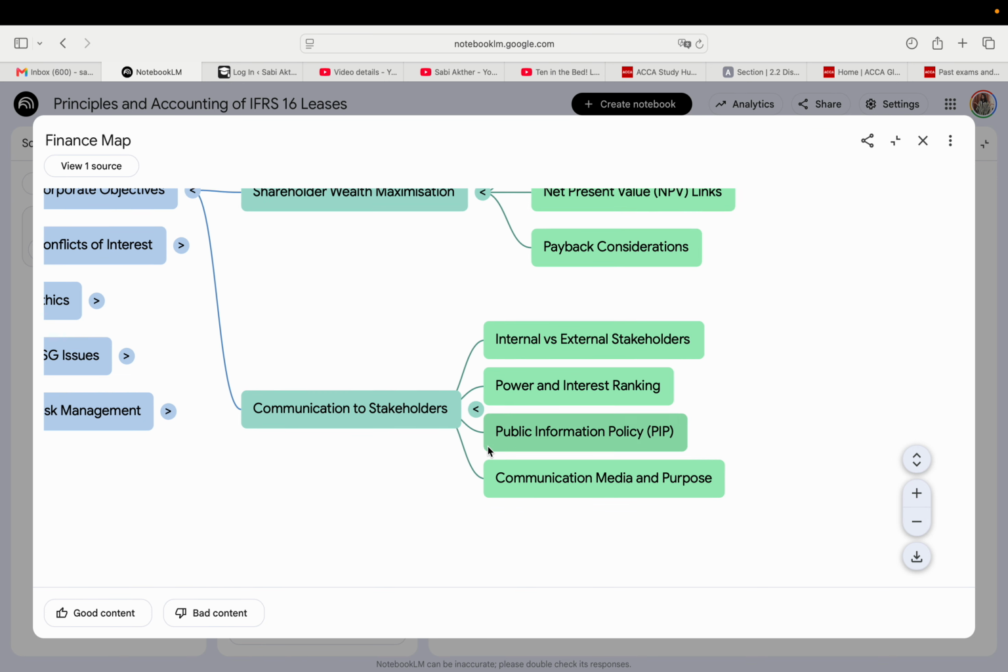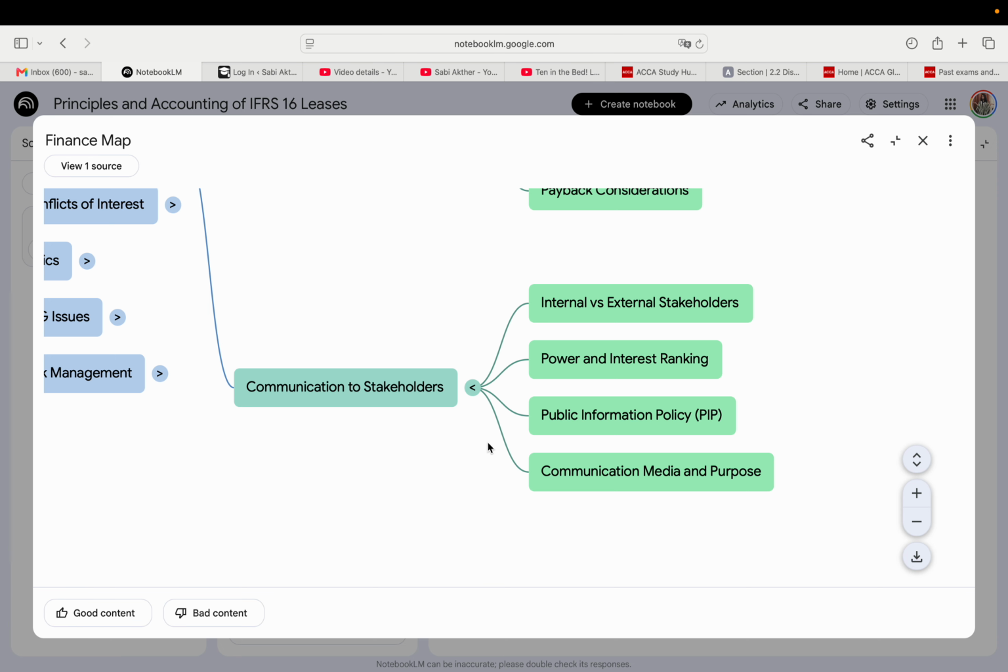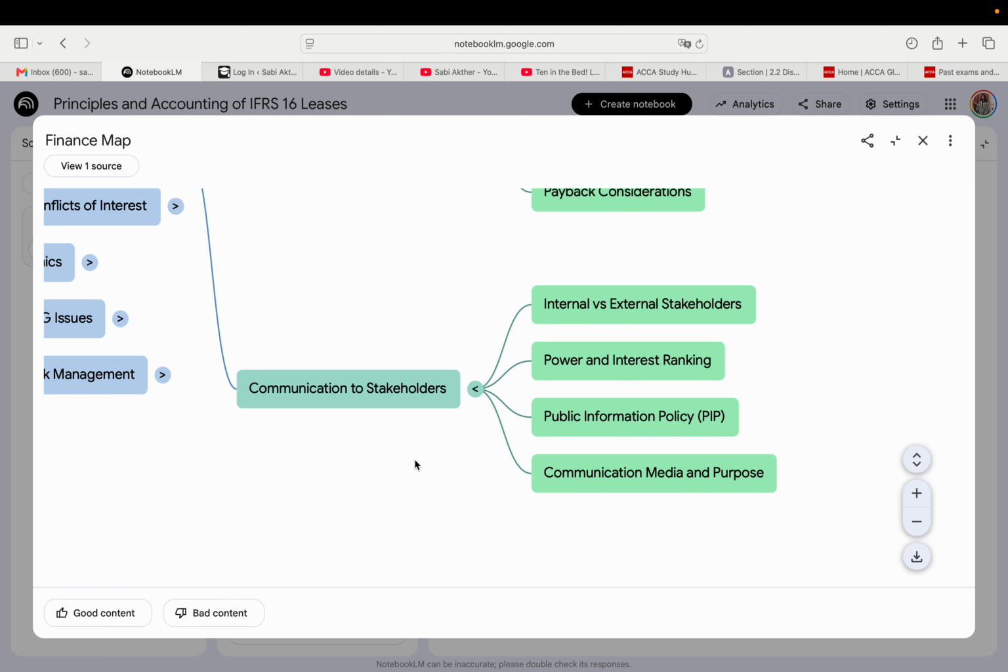Then an important area is how you communicate to stakeholders. We have various types of stakeholders, internal versus external. Then we'll rank the stakeholders based on Mendelow's matrix, that is power and interest. The higher the power, the higher the interest, they are your key stakeholders. You need to keep them satisfied and informed. Then the public information policy, PIP, where you communicate to inform. You use it as a tool. And then the communication media that you have to use and the purpose for communicating.